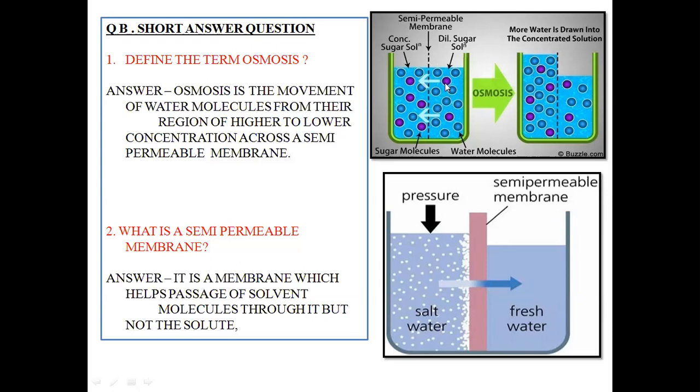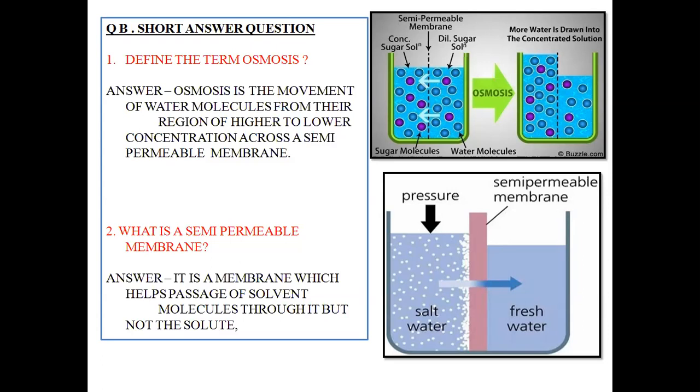The thing which is happening here is that the water molecules, since they are higher in concentration on the dilute sugar solution side, cross the semi-permeable membrane, which selectively allows the movement of solvent molecules but obstructs the movement of sugar molecules. And when they reach the side of the sugar solution, the level of water rises. And this is how osmosis occurs.